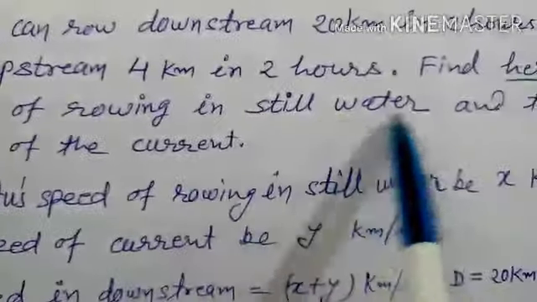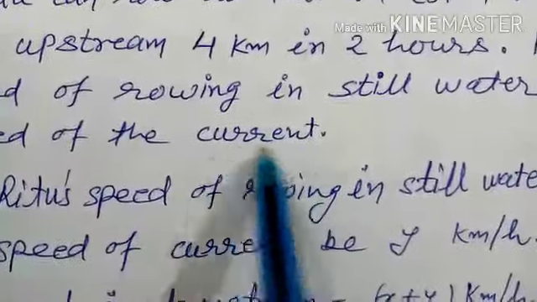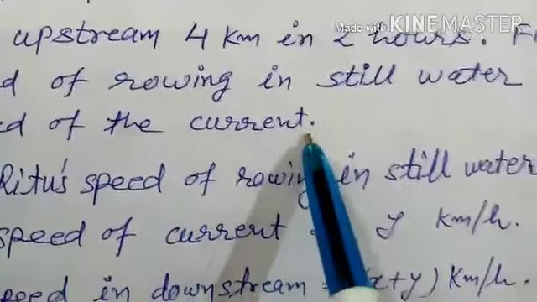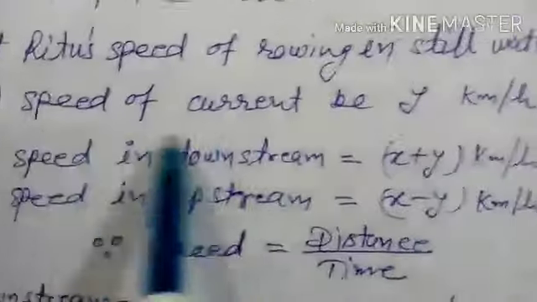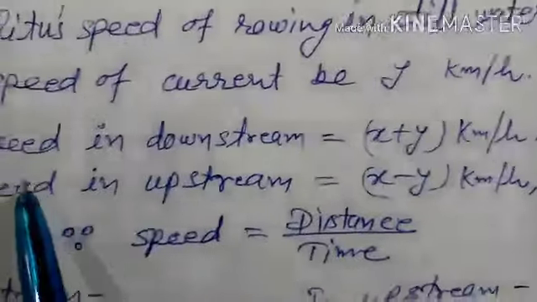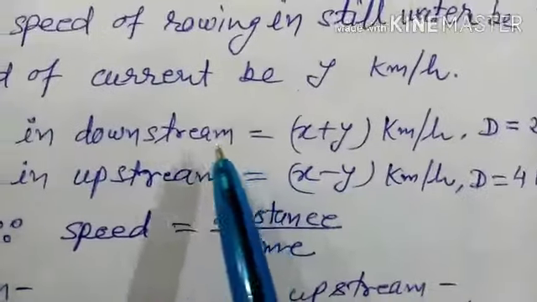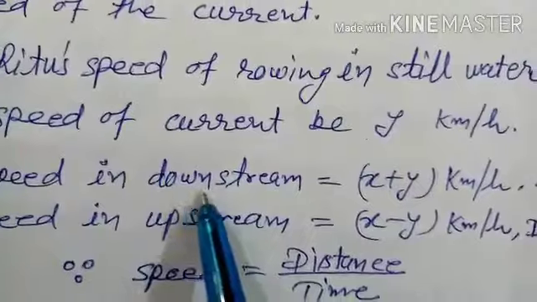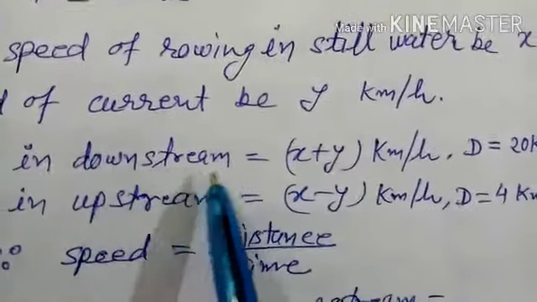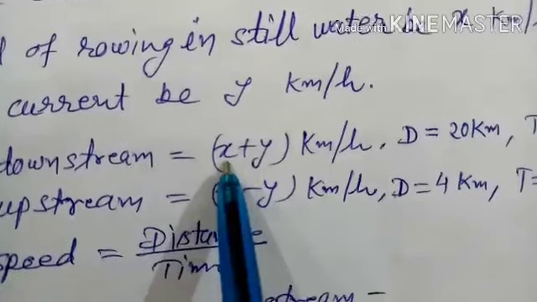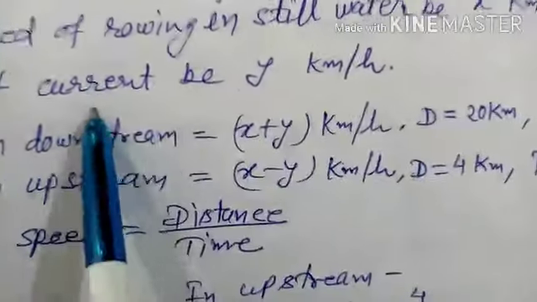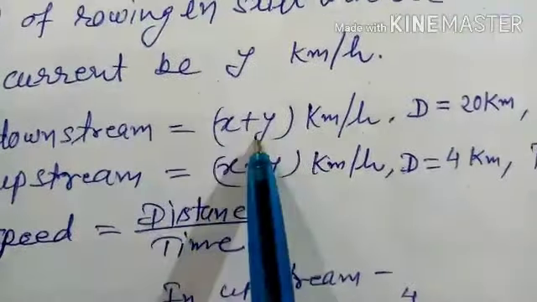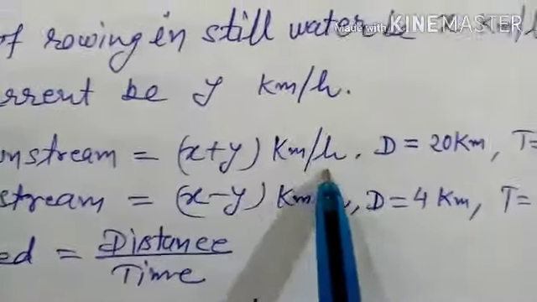Ritu's speed of rowing in still water, we suppose x km per hour, and the speed of current, meaning the flow of water, suppose y km per hour. Then speed in downstream: downstream means she is rowing with the flow of water. So Ritu's speed in still water, which is x, plus the speed of water, the current, both will be added, so it will be x plus y km per hour.